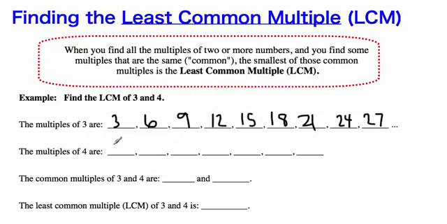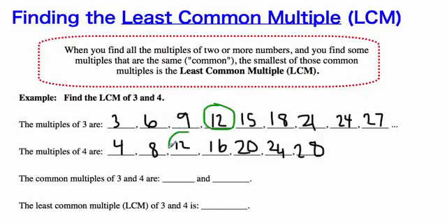So multiples of 4 are 4, 8, 12, 16, 20, 24, and 28. So now I need to find the common multiples. What multiples are on both lists? So I've got, let's see, I've got a 12 on both, and I've got a 24 on both. So the common multiples of 3 and 4 are 12 and 24. Now, the least common multiple, or the smallest of those two numbers, would be 12. So the least common multiple of 3 and 4 is 12.